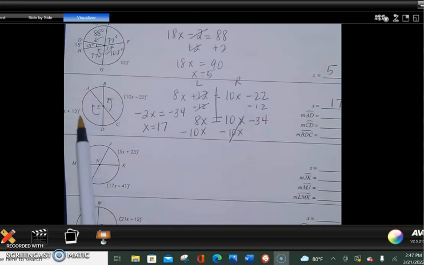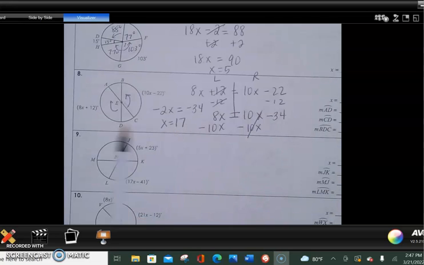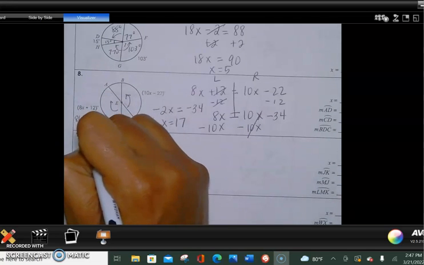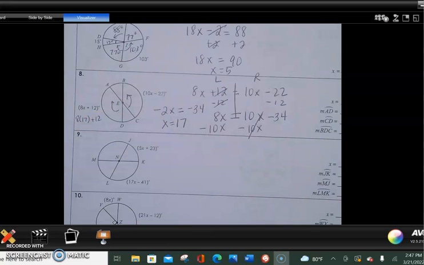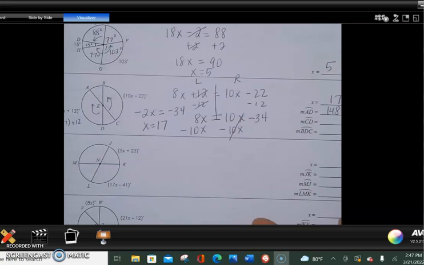Okay, and now they want to know, what is arc AD? So A going to D. We'll plug in that 17 for x, respectively, right here. So 8 times 17 plus 12, 17 times 8, and then add 12, we get 148. Now they want CD, which is this piece right here.